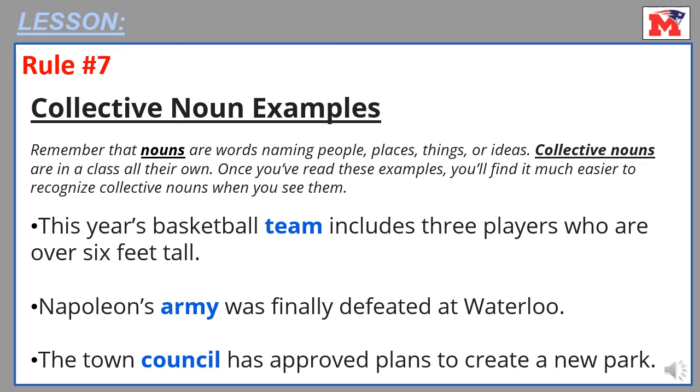This year's basketball team includes 3 players who are over 6 feet tall. A team is a group of basketball players. Napoleon's army was finally defeated at Waterloo. An army is a group of soldiers. The town council has approved plans to create a new park. A council is a group of lawmakers. So that gives you a better idea of what collective nouns are and how they are used.